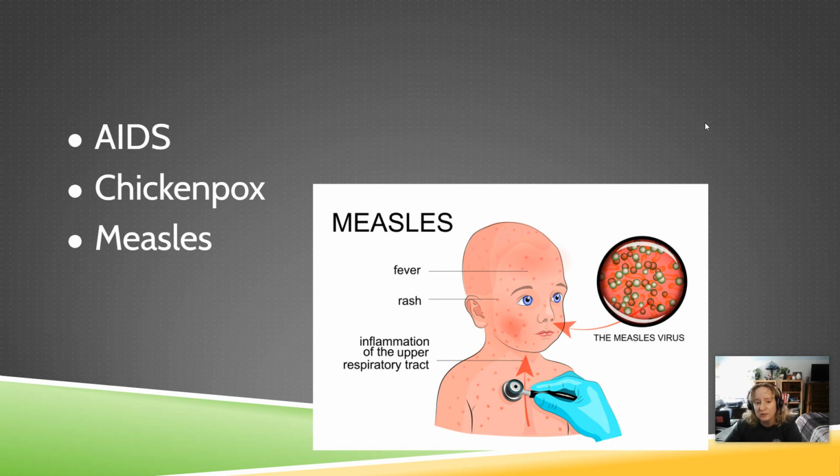And then there's measles. Most people get vaccines for measles as children. The example shows there's a fever, rash, and inflammation of the upper respiratory tract. All stuff that's not fun. But these are all caused by viruses. And our one main thing to fight viruses is a vaccine. So that's it for this video.